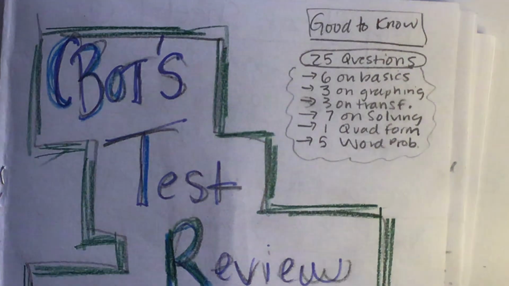So there are going to be 25 questions on the unit test. It's all going to be quadratics. So it's going to be basically Jim and Pam. There are going to be 6 questions about the basics and axis of symmetry and what the shape of a graph is, etc. Then you're going to have 3 questions about graphing.